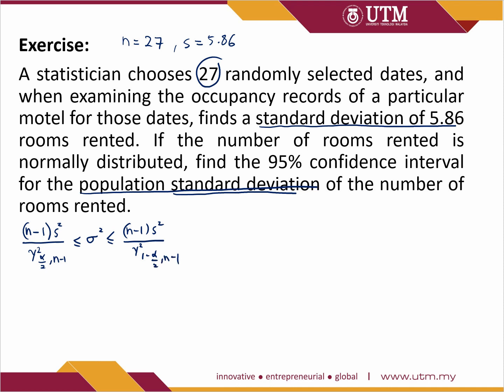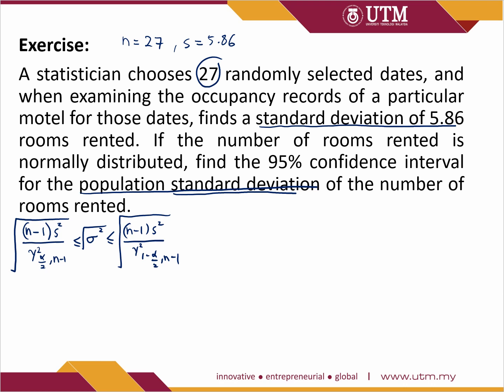This is the formula for the population variance, but for our problem we want to find the population standard deviation. So instead of finding sigma squared, we know that to find the standard deviation we just have to find the square root of the variance. Now we have the n and we have the sample standard deviation.